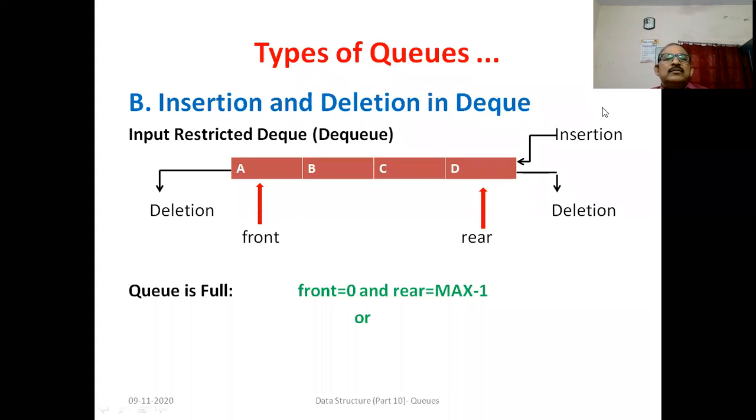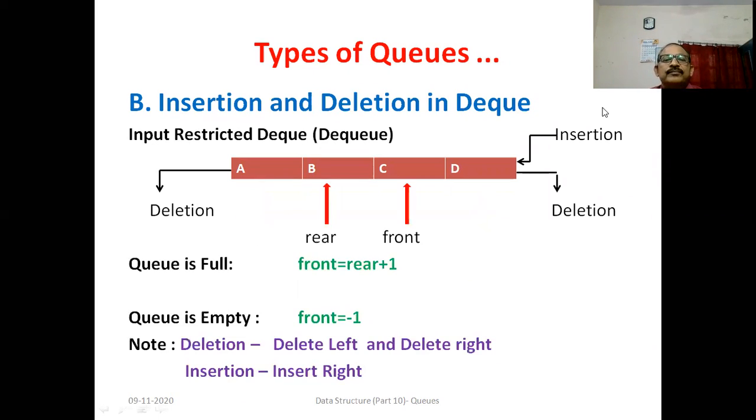Let us see when the queue is full in DEQUE. When front is equal to 0 and rear is equal to max minus 1, or when front is equal to rear plus 1, we can say the queue is full. Next, the queue is empty when front is equal to minus 1.